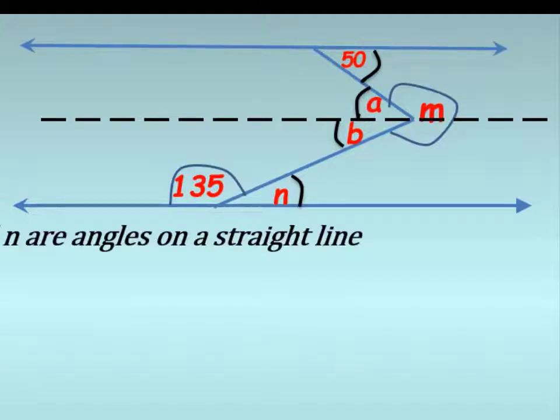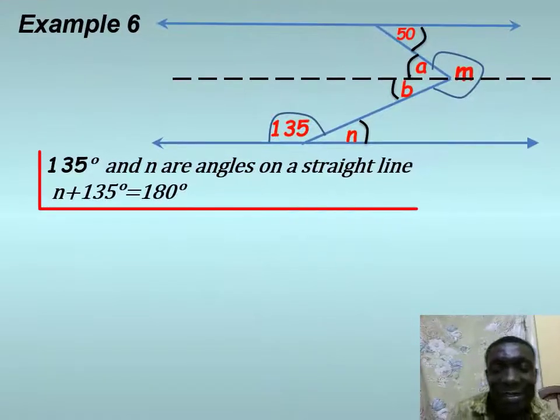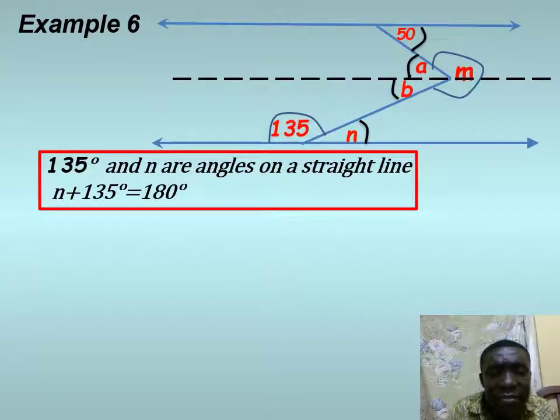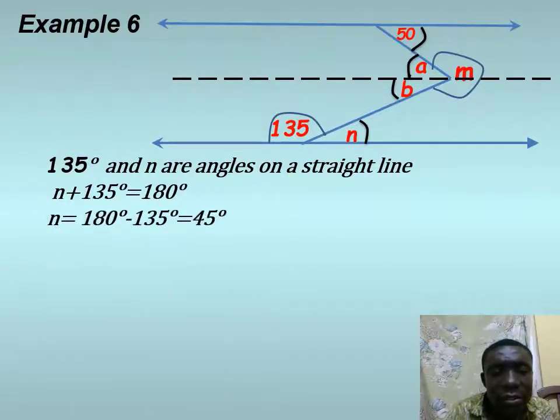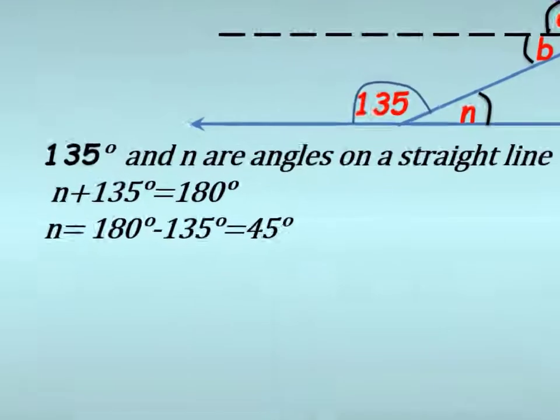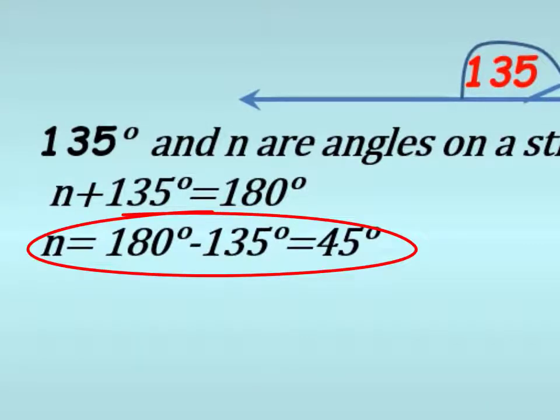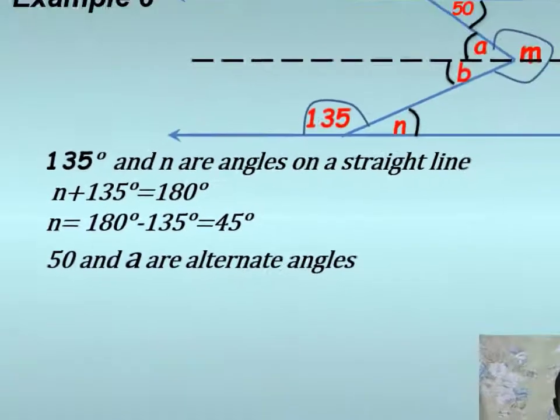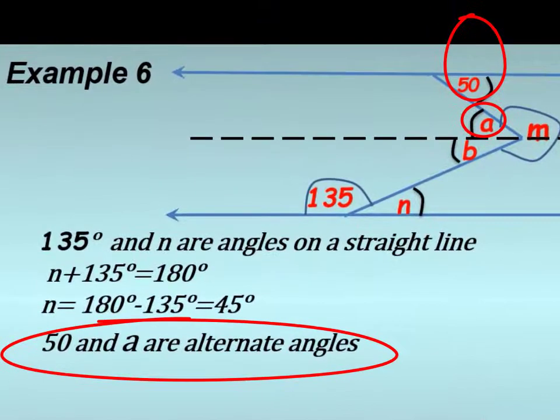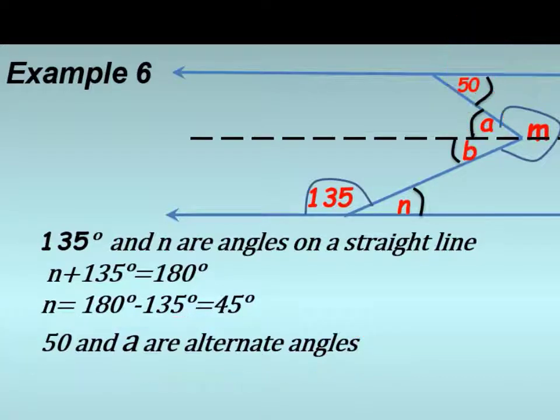Now, looking at the diagram critically, you see angle 135 degrees and angle n are on a straight line, so they should add up to be what? 180 degrees. Now, moving 135 to the other side, we have 180 minus 135 degrees, giving n to be what? 45 degrees.